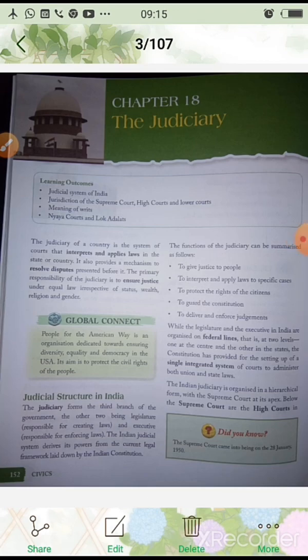The judiciary of a country is the system of courts that interprets and applies laws in the state or country. It also provides a mechanism to resolve disputes presented before it.